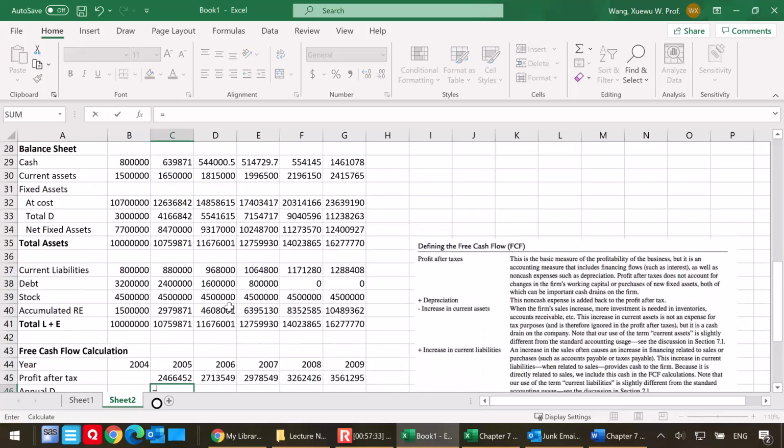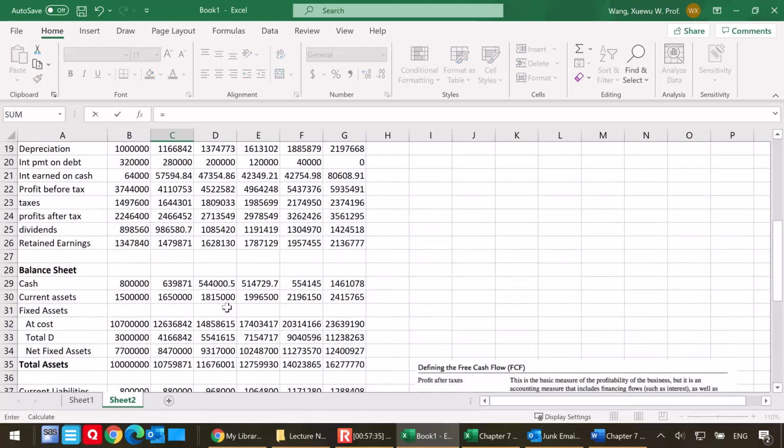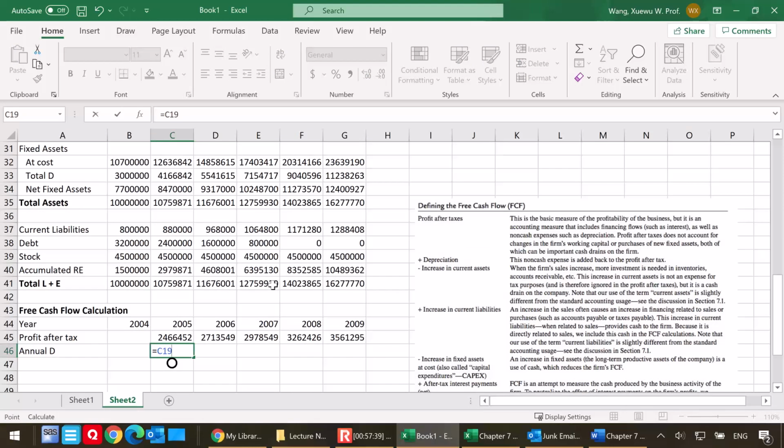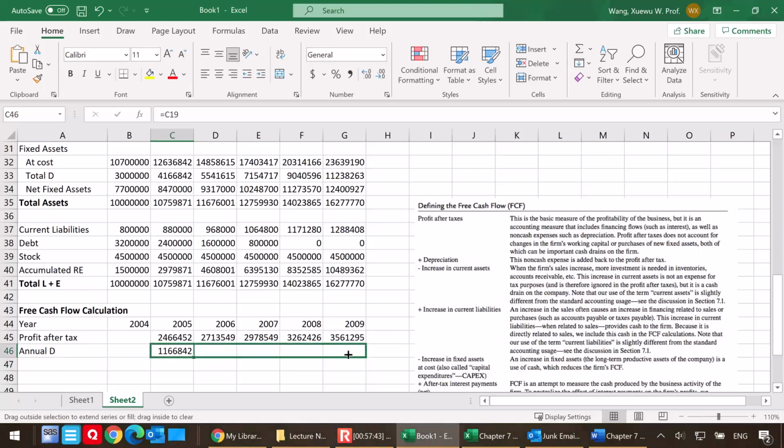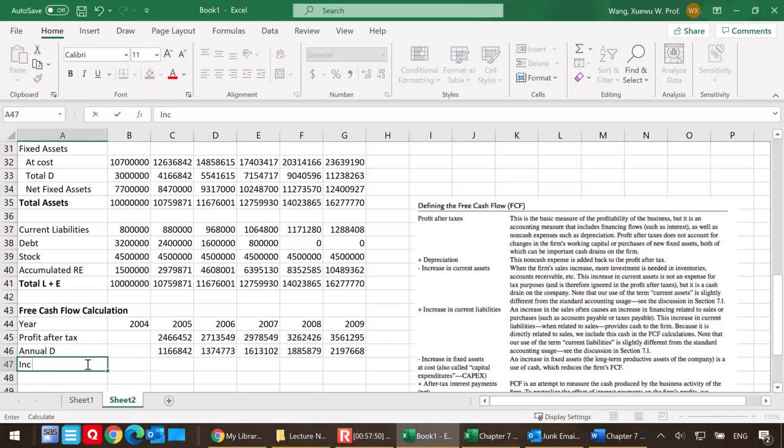All right, so we're looking at annual depreciation. So that's actually in the cell C19. All right, so that's the depreciation for 2005. Okay, we're looking at the income statement. All right, and then we have increase in current assets.